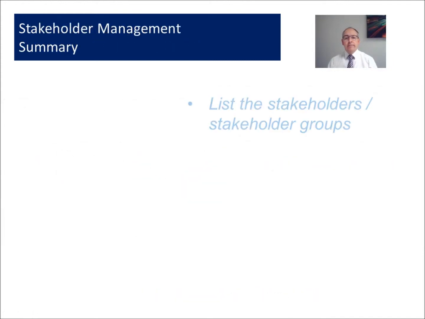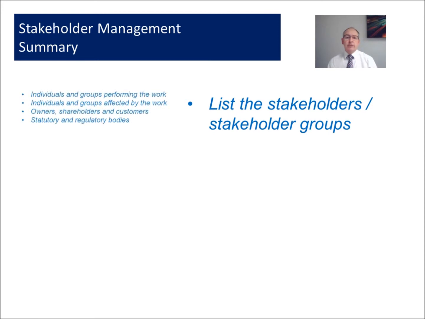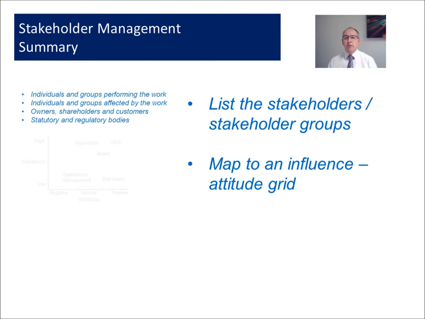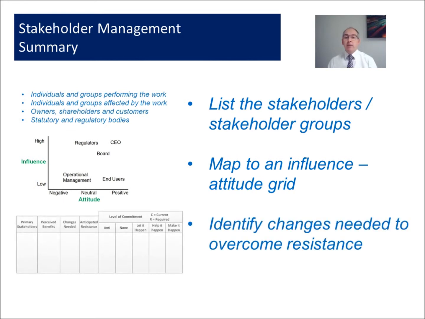To summarise then, at the start of our project we need to list out our stakeholders and our stakeholder groups. From that, to identify the level of influence and their attitude to the project. And then to have a look at, for each of those groups or individuals, what are the changes required and what's the anticipated resistance, and then from their commitment to say where it currently is and where do we want it to be to get our project successfully delivered.